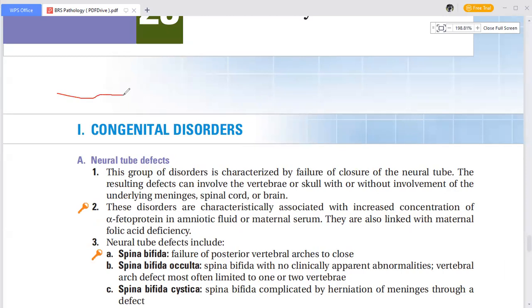You have the topmost one, the middle one, and then you have the downmost one. So now there are 3 germ layers that we know. The topmost one is called the ectoderm. The second one is called the mesoderm. Then the third one is called the endoderm.